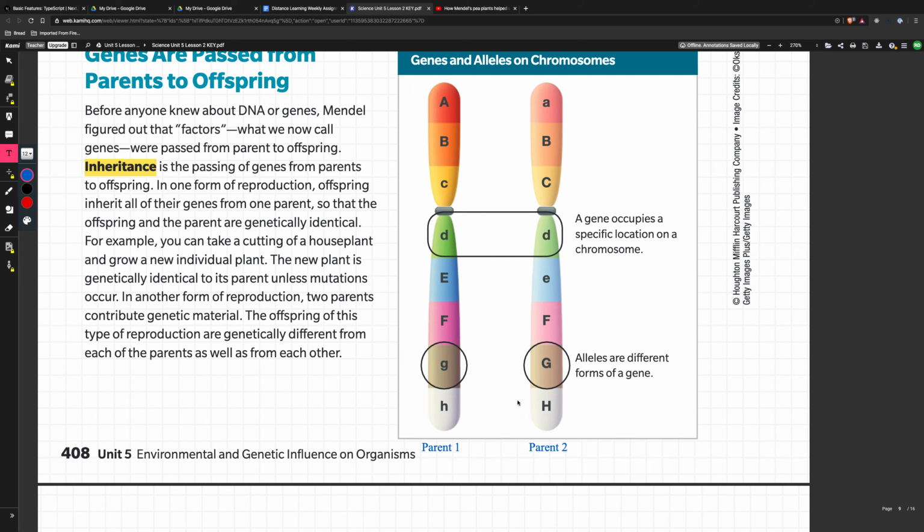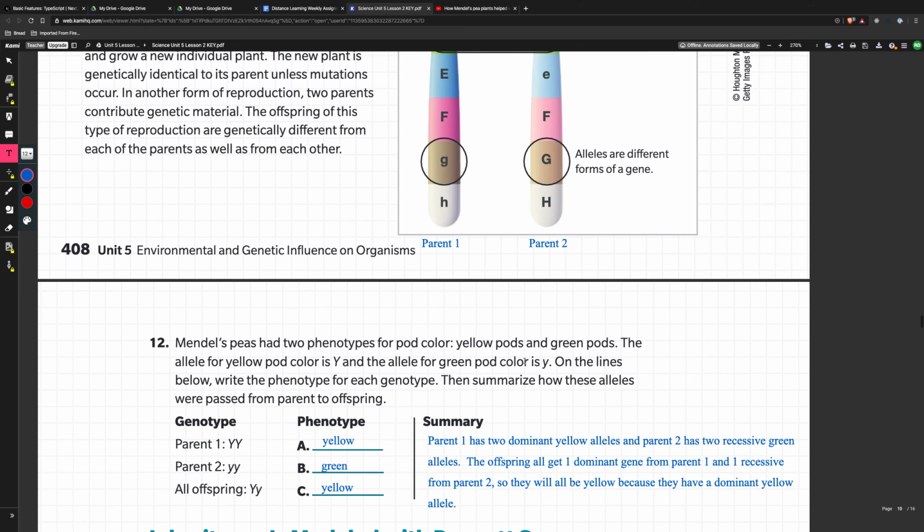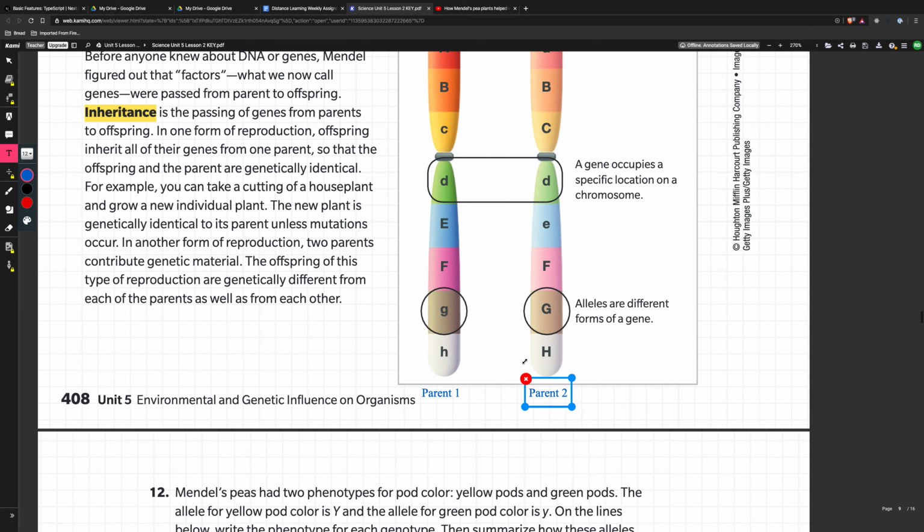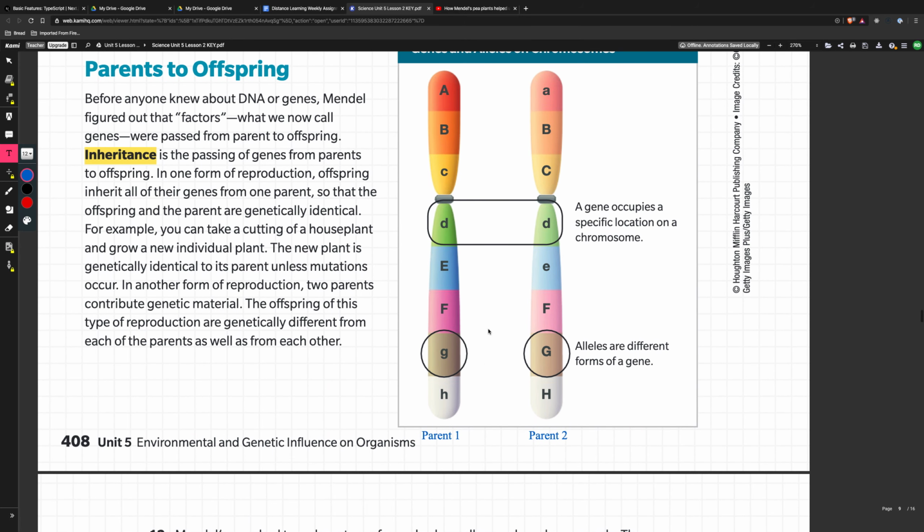And this is actually what recessive genes and dominant genes are. So you can see how throughout this whole thing there's uppercase letters and lowercase letters, and we use uppercase for the dominant genes and lowercase for the recessive genes.